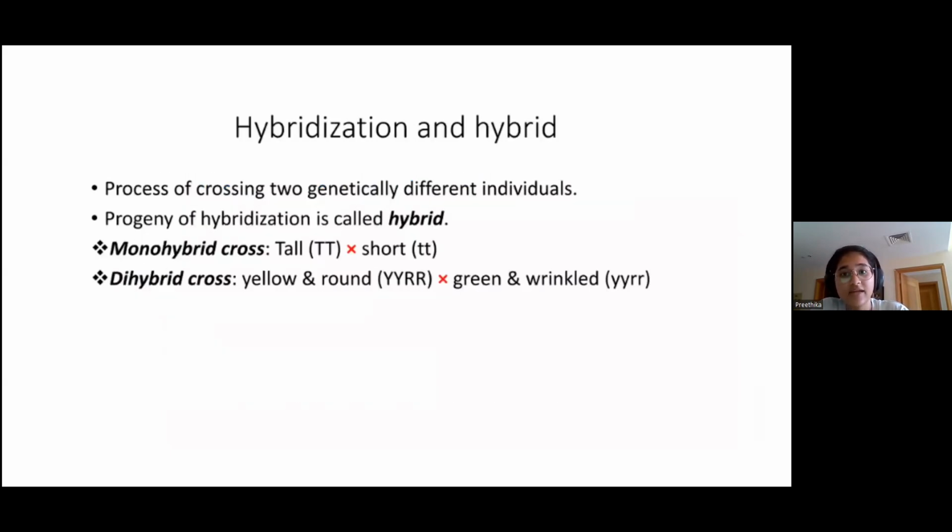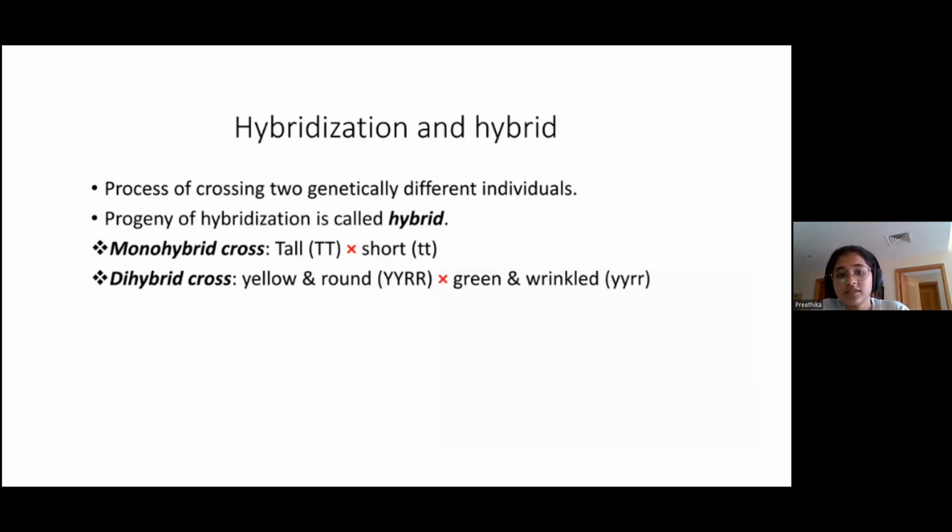Then we have hybridization and hybrid. It's the process of crossing two genetically different individuals. Try to relate it to the words that you hear in real life, like when you talk about a hybrid dog or a hybrid fruit. When we do hybridization and get a hybrid product, we're focusing on the traits that we are interested in, that we want, and then we make a hybrid cross and get the desired product.